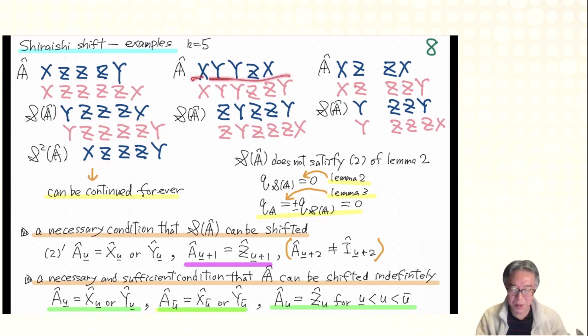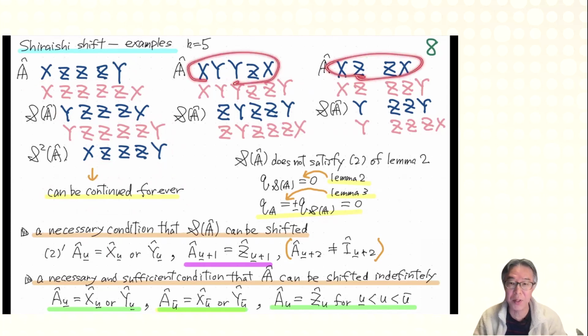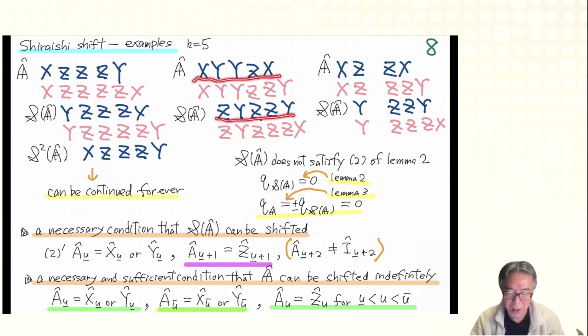Okay, let's look at bad examples. For example, these two guys satisfy both conditions 1 and 2 of lemma 2, and they can be Shiraishi shifted, of course. If you Shiraishi shift this, you get this. But you cannot Shiraishi shift this one. You can extend, but you cannot have anything here because this guy does not satisfy condition 2 of lemma 2. This condition first of all says that this should be either x or y, but in this case you have z, so you can never Shiraishi shift.